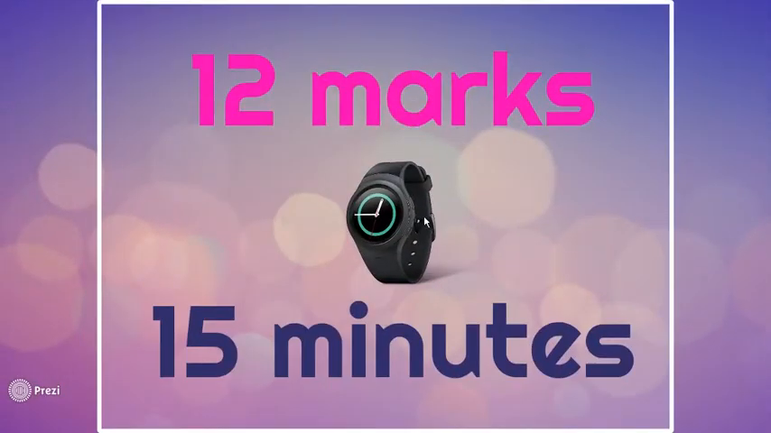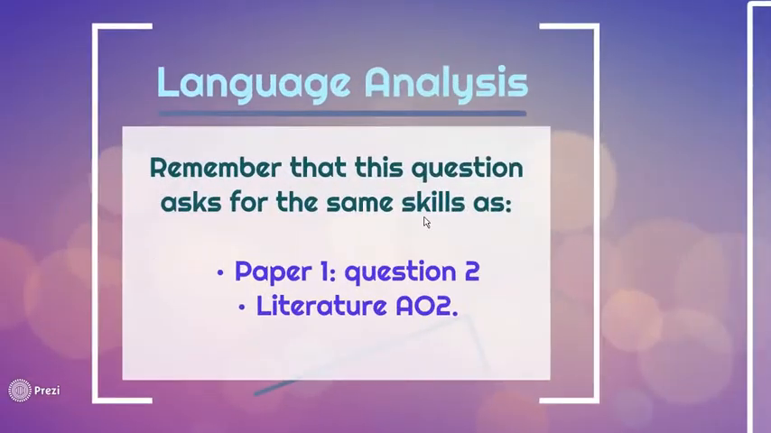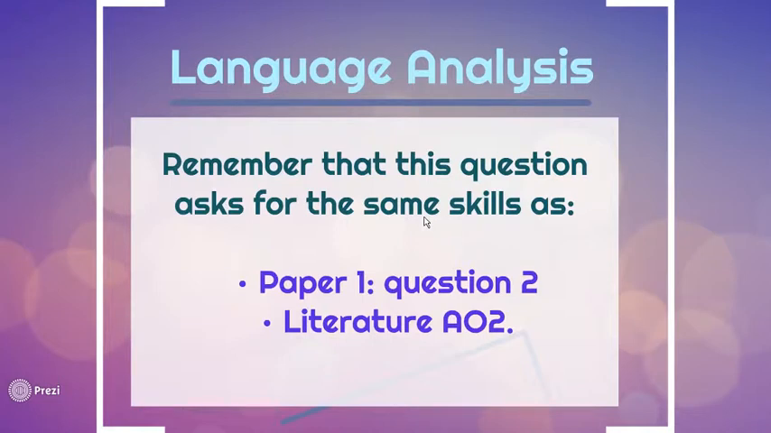Question 3 carries 12 marks, and therefore we would recommend you spend about 15 minutes on this question. It's important to remember that question 3 is language analysis again, and this is something that you've already practiced on paper 1 with question 2, so you're probably going to see a lot of parallels between this video and the one for paper 1 question 2. It's also the same skill that you've practiced for your literature exam whenever you have been hitting the AO2 criteria.